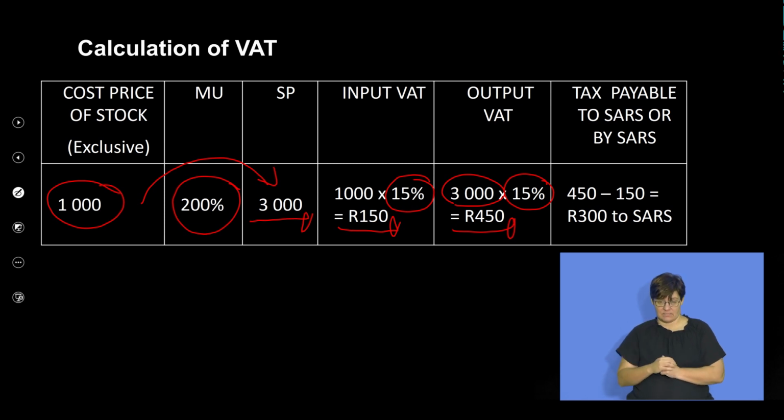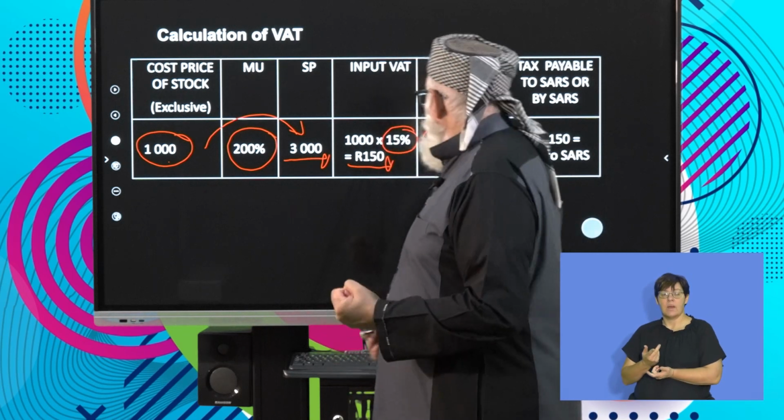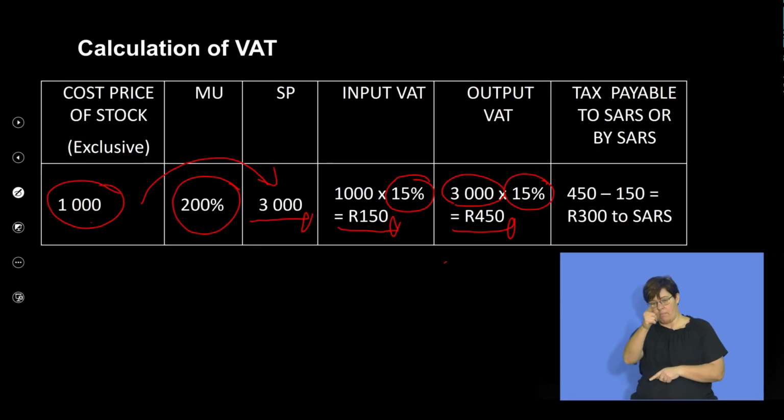So, on the 1,000 Rand, on that amount there, you've paid VAT of 150 Rand. But then you took those goods, you marked it up, you sold it at 3,000 Rand, and you collected VAT from your consumer, from the end user at 450. So clearly you can see what amount you've collected: 450 from the consumer or the end user.